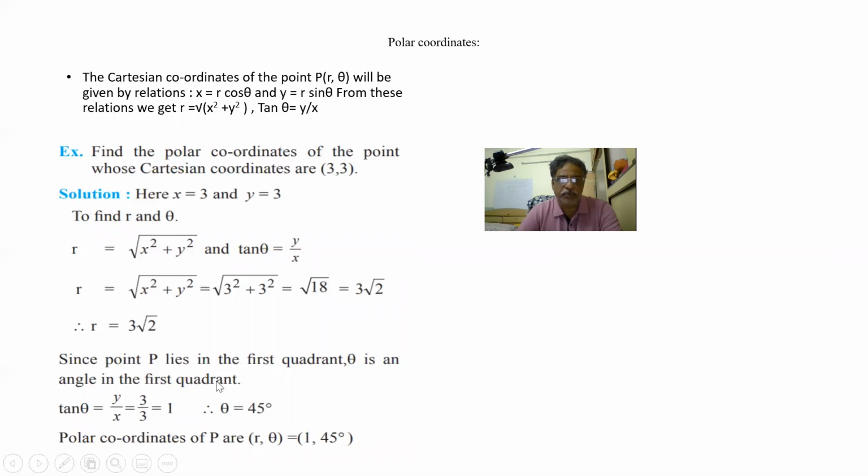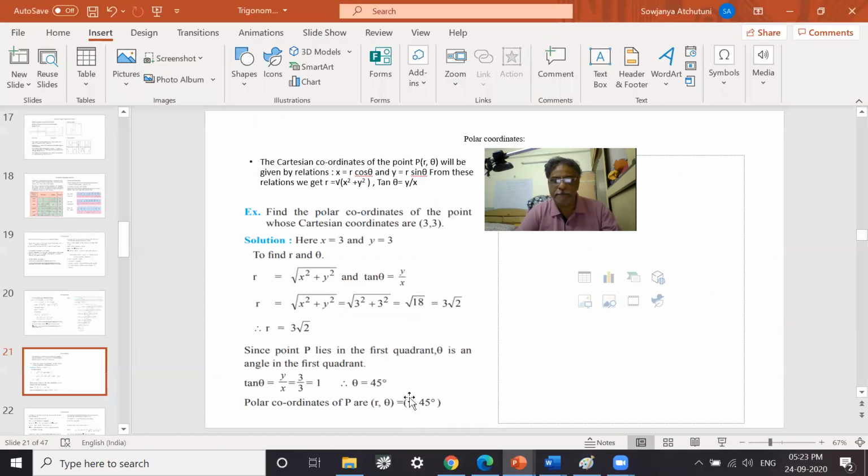The angle is in the first quadrant, since point P lies in the first quadrant, so tan theta is 1. So r is 3 root 2, it is not 1. What is r? This is 3 root 2.